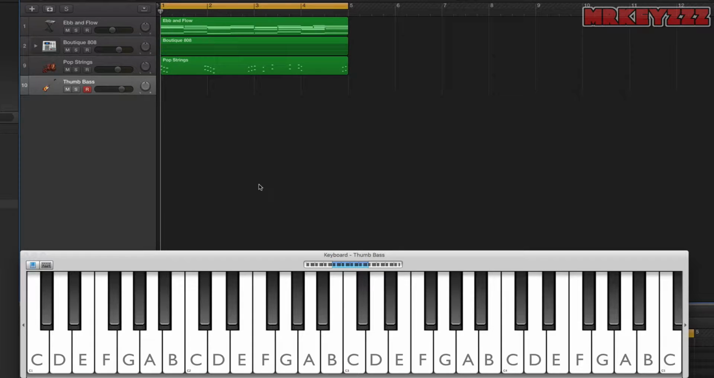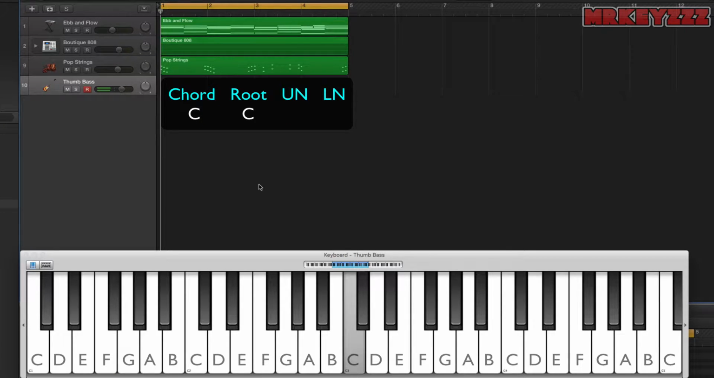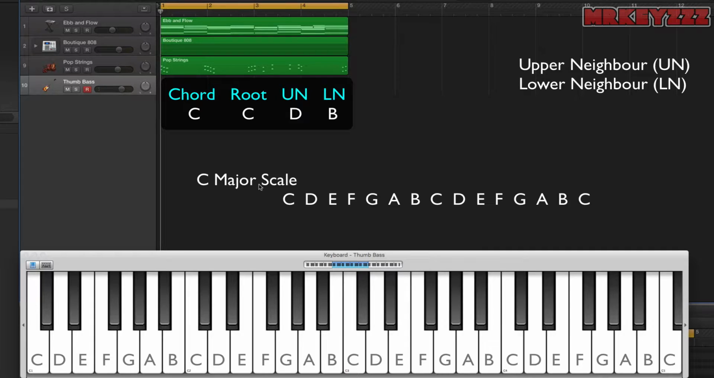Here's the one chord, C, E, G. The root would be C, and the neighbor tones are D and B. We call D the upper neighbor and B the lower neighbor. If we look at the major scale, D and B are both in the scale, and that's where we'll be getting our neighbor tones from, well, at least for now.